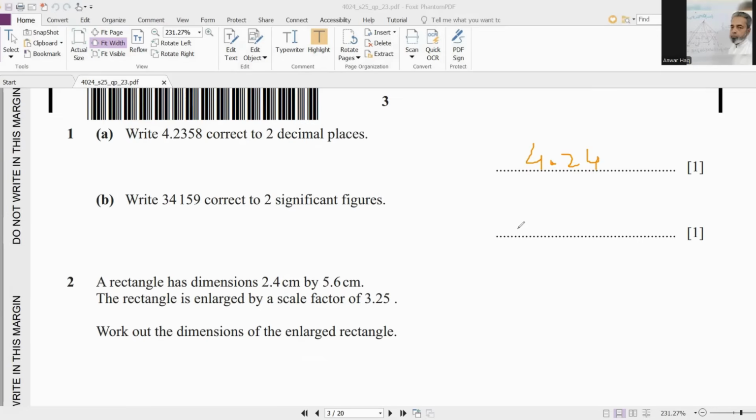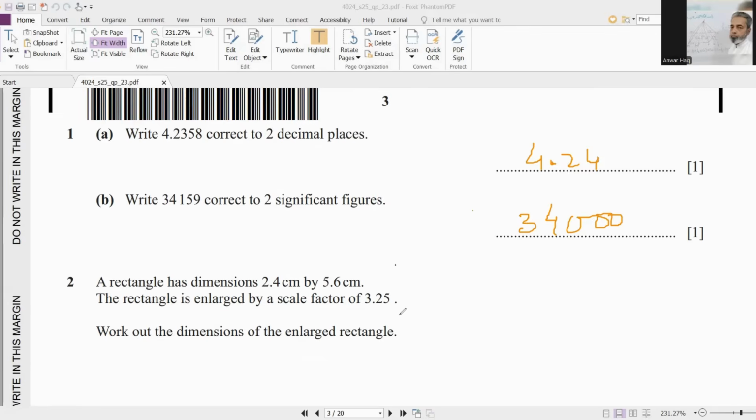And the next is 4.3415, correct to two significant figures, so this will be 34,000. Okay. Look at question two.